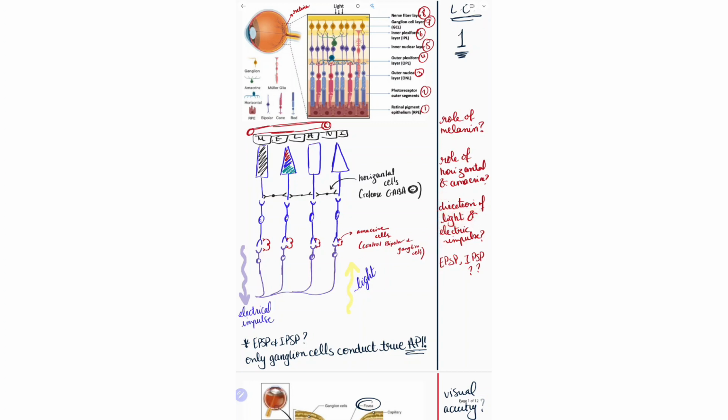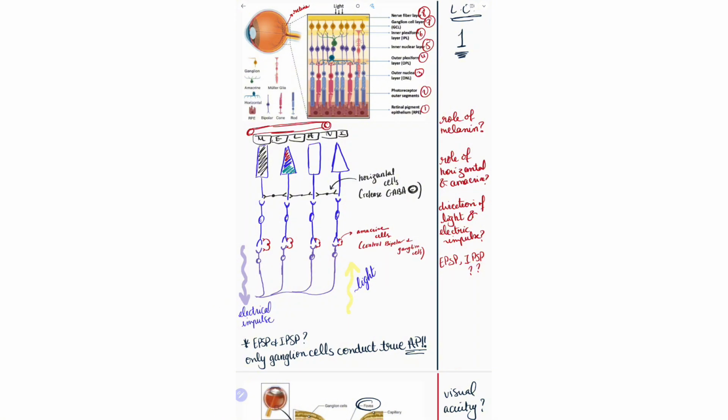So basically, if you look right here, light, as I said before, goes from here to there, right? And then it's absorbed by these photoreceptors, the rods and the cones. And after that, they generate an impulse, right? This impulse goes in this direction, okay? You should understand that. Now, what is EPSP and IPSP?